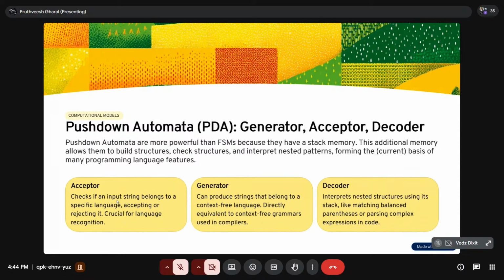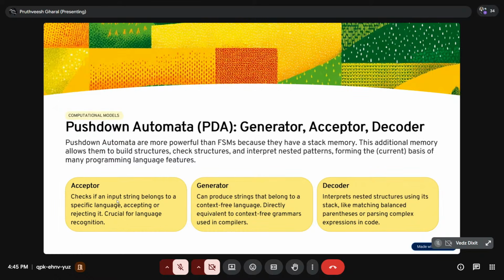Now, next is a generator. Unlike a finite automaton, which does not have any memory, it cannot say anything. It only knows which state to move to. Because a pushdown automaton has memory, it can generate strings as well. As we already know, a pushdown automaton accepts strings in the context-free language, and it also generates strings that belong to a context-free language.